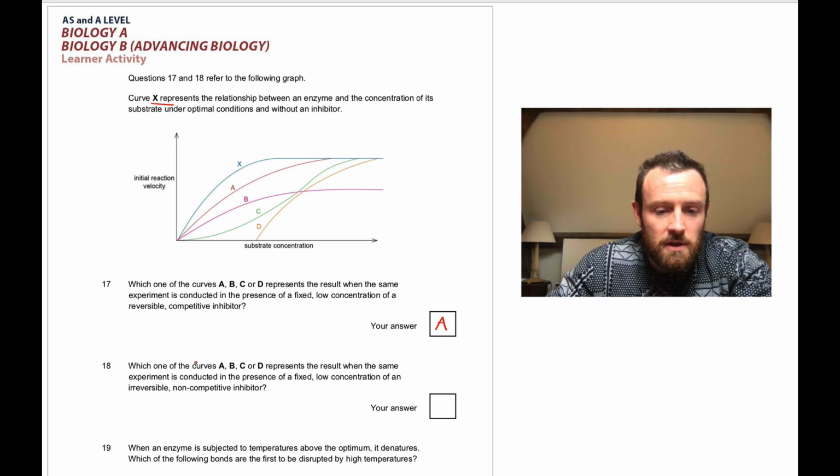Which one of the curves represents when the same experiment is conducted in the presence of a fixed low concentration of an irreversible non-competitive inhibitor? And this would be B.